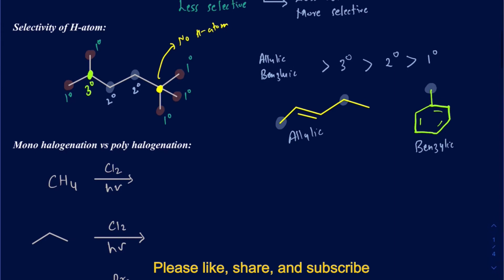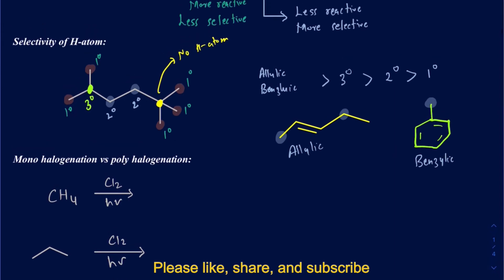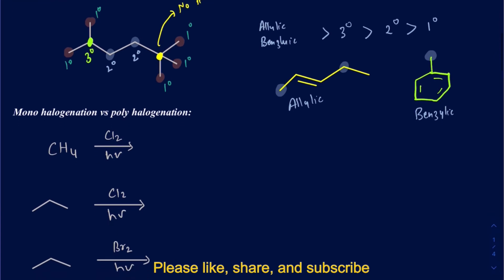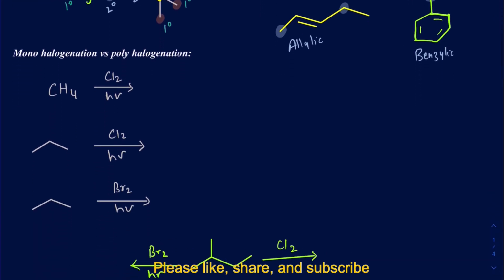Now, let's talk about how we know that bromine is going to be more selective than chlorine, and how that's going to make a difference in the product. All right, so one thing you do want to know is that you could very well have monochlorination versus polyhalogenation, whether it's chlorination or bromination, doesn't really matter.